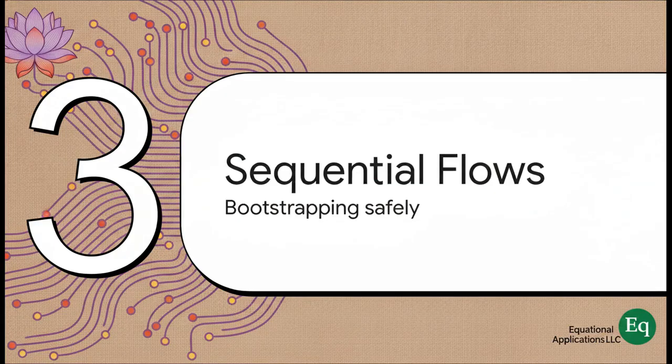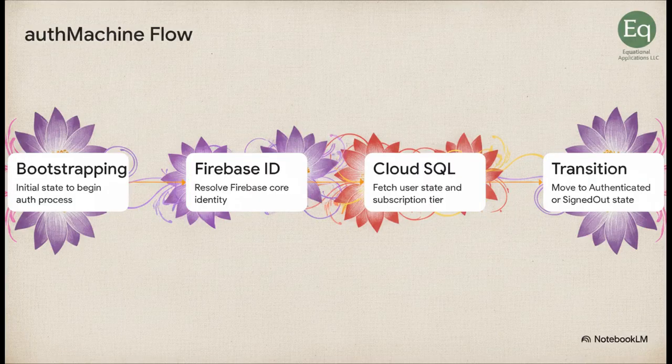Section 3, sequential flows. Let's look at bootstrapping safely with the auth machine. Authentication in a local-first AI app is rarely just checking a single token. In Clanker, for instance, the auth machine has to handle a pretty complex sequence safely. First up, it enters a bootstrapping state where it waits for Firebase to resolve the core identity. But it doesn't stop there. It then has to fetch the user's specific application state and their subscription tier from a Cloud SQL backend.